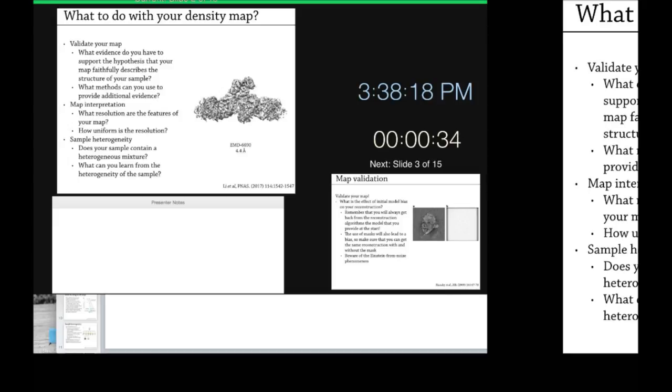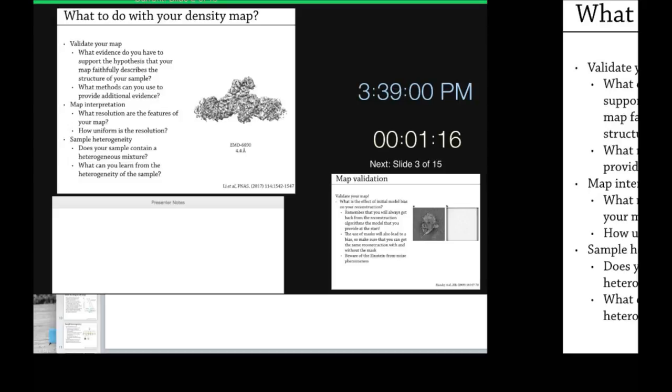My thought process whenever I get a map is, first, how do you validate your map? What evidence do you have that supports the hypothesis that your map can faithfully reconstruct the structure that you have? What can tell you that, yes, this is really what I have, versus I just threw some voxels together, or it's entirely model bias, or any of the number of things that we know can go wrong with single particle analysis using cryo-electron microscopy. Following up on that, what methods can you use to provide additional evidence to support your hypothesis that your map does represent the protein that you've put onto the grid?